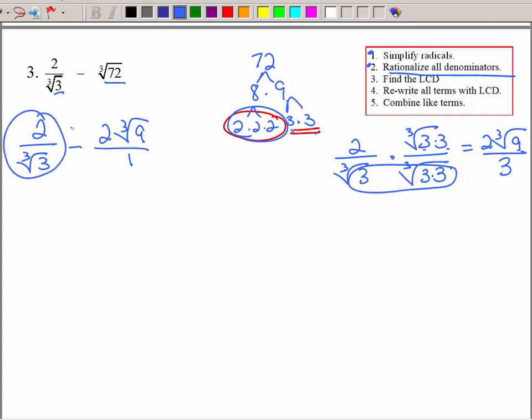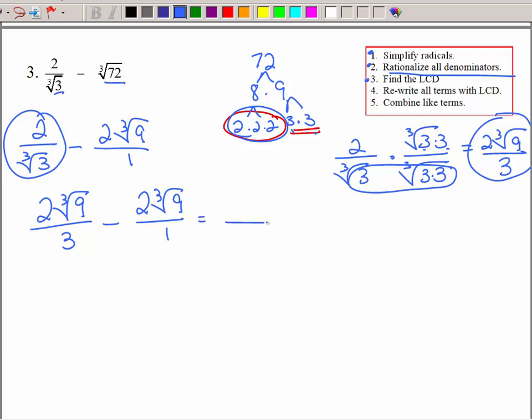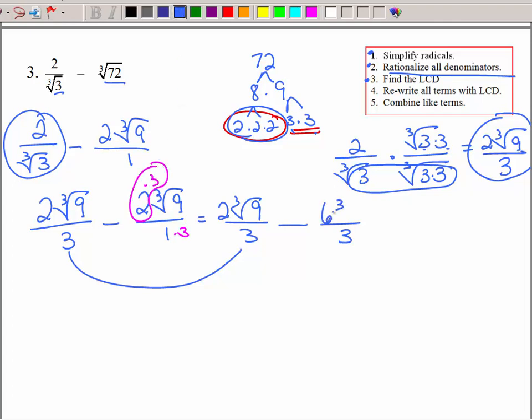So I'm going to replace that with my rationalized form, which is 2 times the cube root of 9 over 3 minus 2 times the cube root of 9 over 1. Now what's the least common denominator? Of course it's 3. So I keep this one. I need to multiply this times 3 outside the radical. So that's 6 times the cube root of 9.